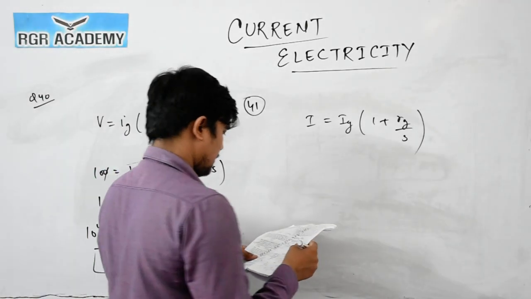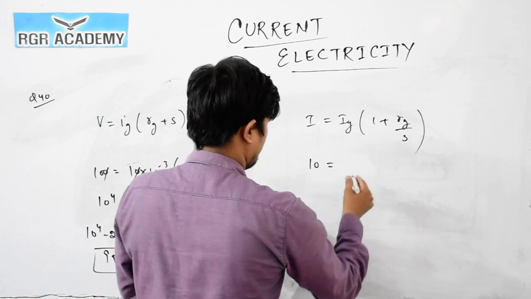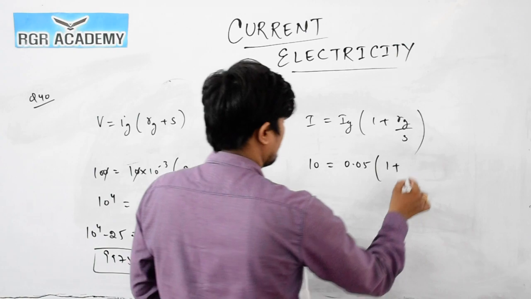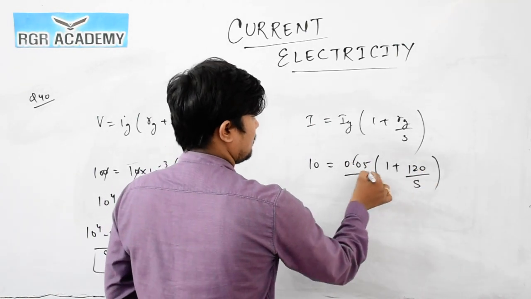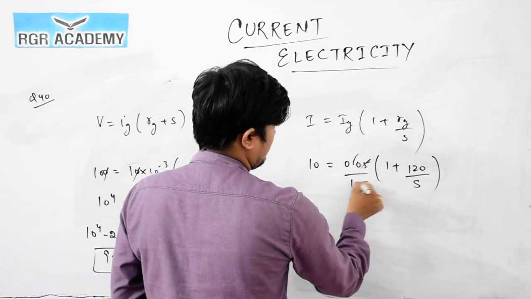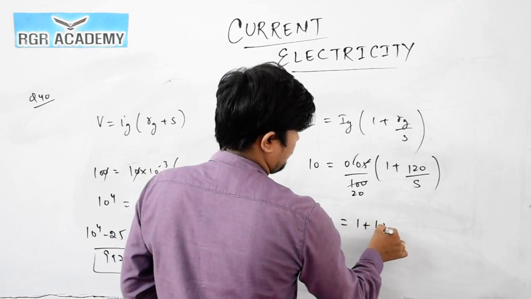So how much current do we have to measure? 10 ampere. Maximum current that can be measured by the galvanometer is 0.05. So 10 by 0.05 equals 1 plus the resistance of the galvanometer, 120 ohm, divided by the shunt. So this becomes 200 equals 1 plus 120 by S.